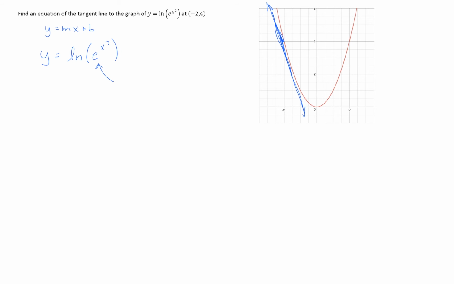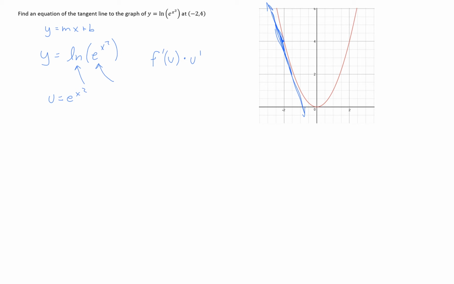But right here we have a function inside a function. What does that make you think of? Chain rule. So I need to take my inner function. We'll say u equals e to the x squared. Remember, the chain rule is the derivative of the outside function evaluated at the inner function times the derivative of the inside function. That is f prime of u times u prime.